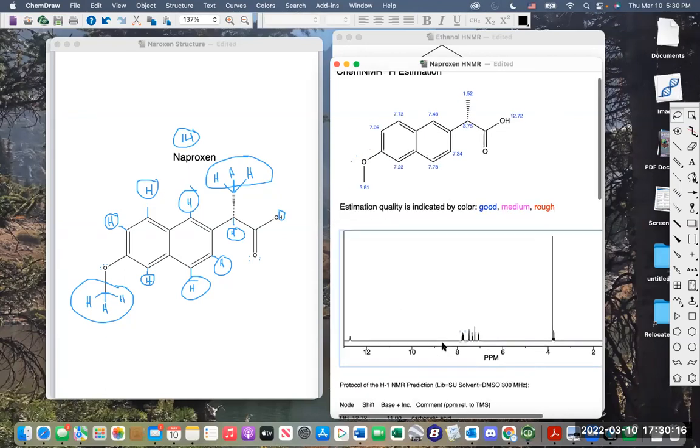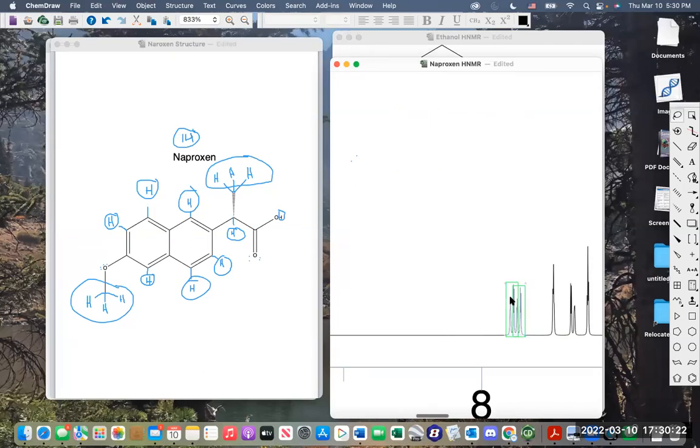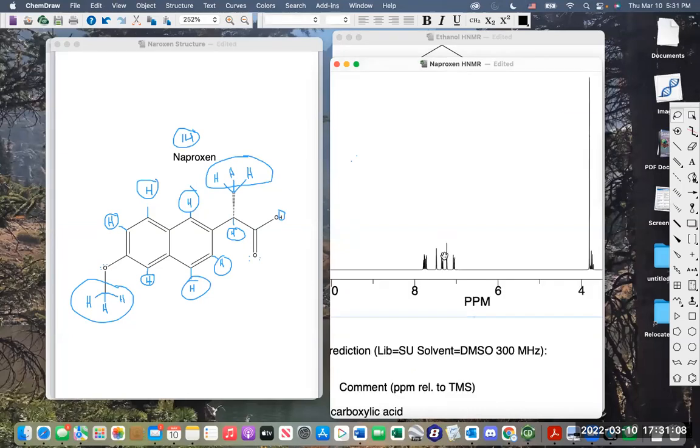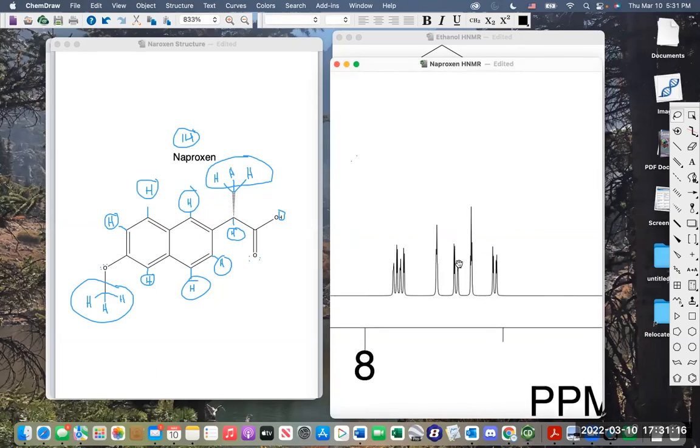So we can go ahead and zoom in just a little bit, and we'll see that there are some interesting splitting patterns going on here. You can see we have some doublets going on. And like we mentioned in ethanol, the splitting patterns are determined by the number of neighboring hydrogens. So if we take a look here, this is kind of a doublet of doublets. Here's another doublet and another doublet.